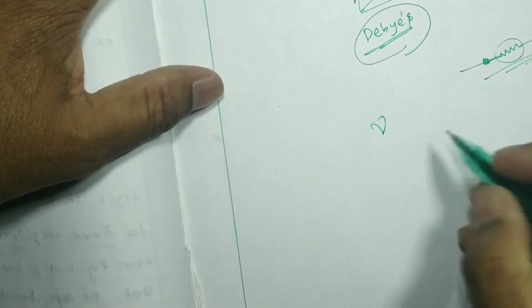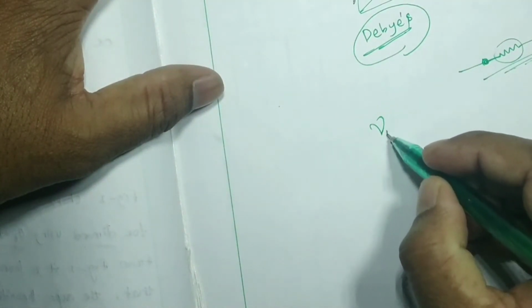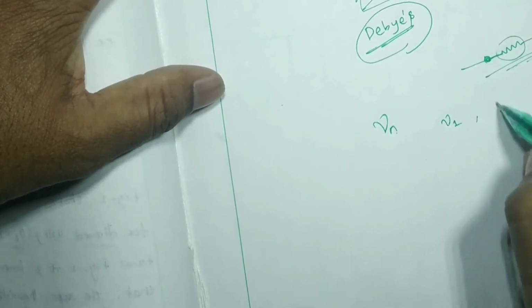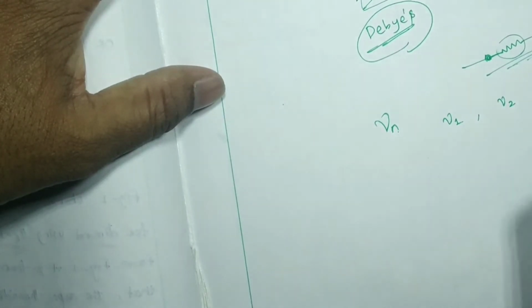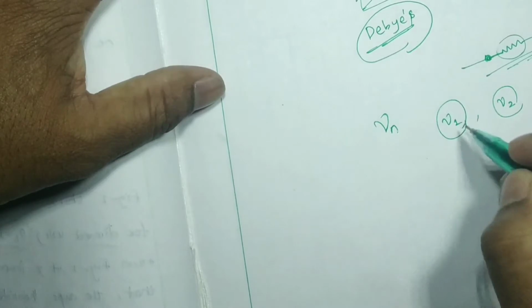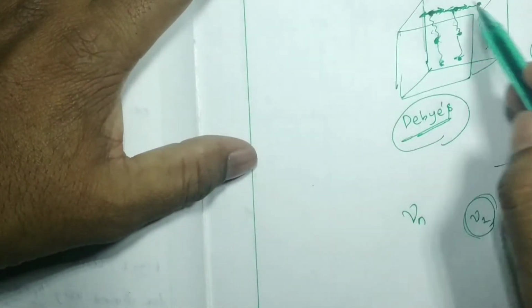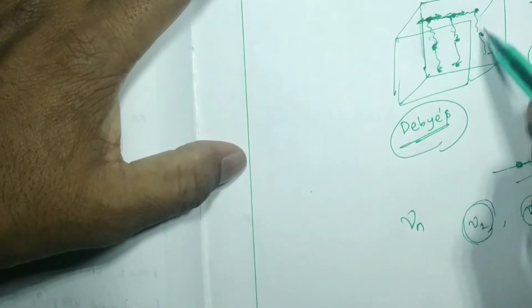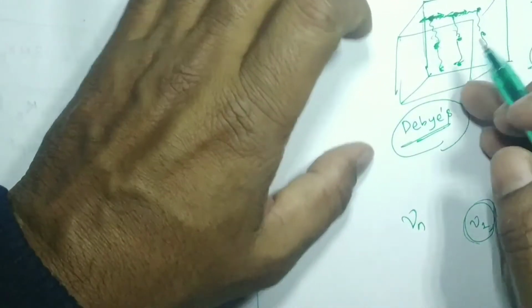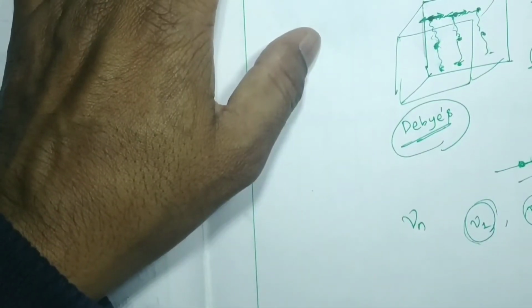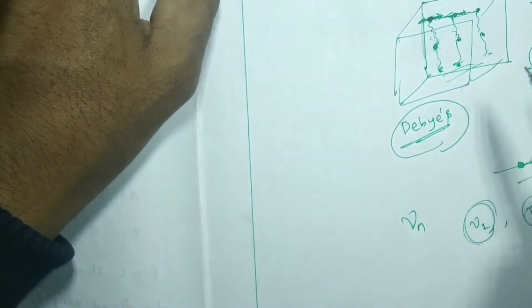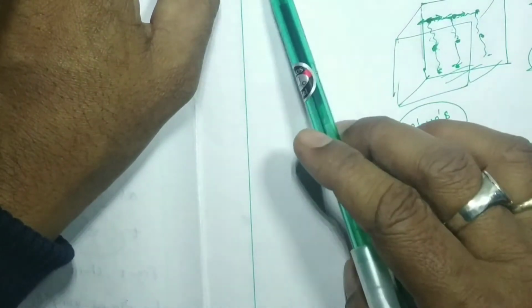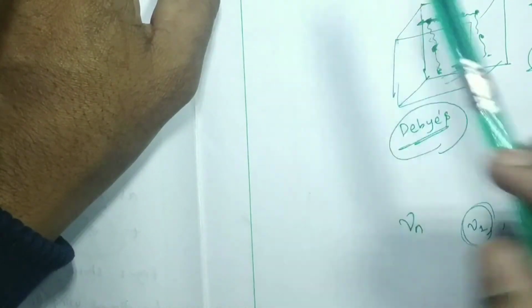So if the frequency is denoted by mu, then the different modes are mu n. It can be mu 1, mu 2, mu 3, meaning different frequencies. With different frequencies, the whole lattice, which is coupled, can vibrate together. So this is the developed model considered by Debye.